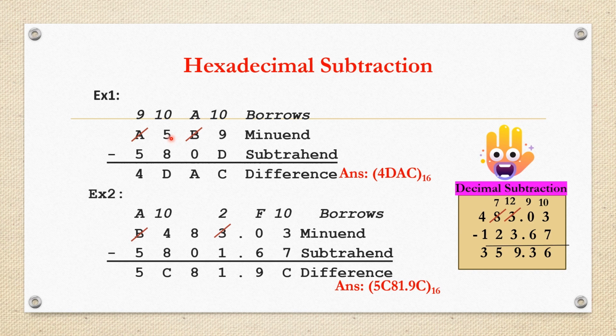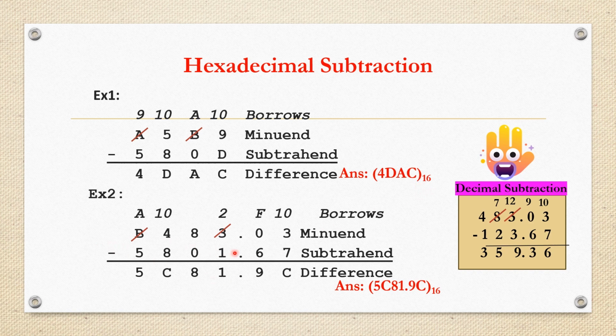Now again we cannot do 5 minus 8. So we have to borrow from the next higher position. So we are borrowing 16 here. So 16 plus 5 is 21. 21 minus 8 is a hexadecimal D. Because we borrowed, A became 9. So 9 minus 5 is 4. So this is 4DAC.